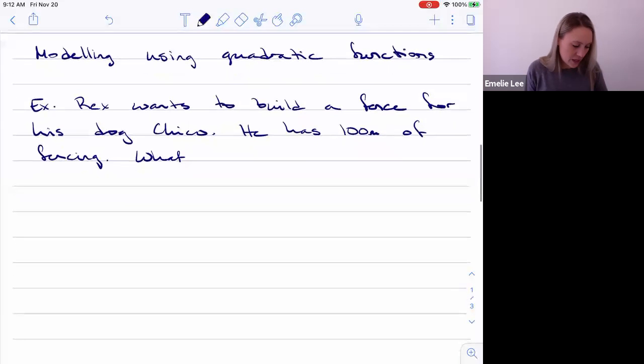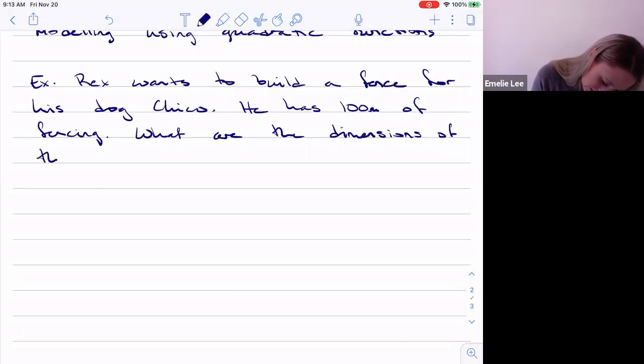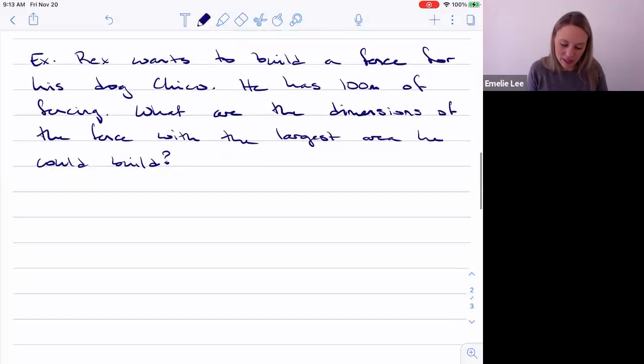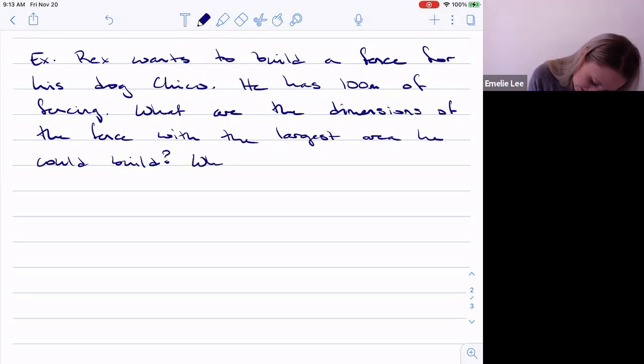What are the dimensions of the fence with the largest area he could build? And what is the maximum area, right? And so we're talking about the dimensions, right? That's the width and the length. But what's the actual area of it so we can calculate it? Or what you'll see is our work will give it to us. What is the maximum area?